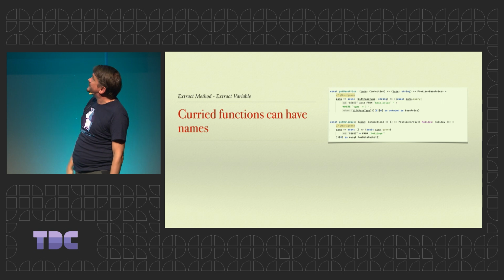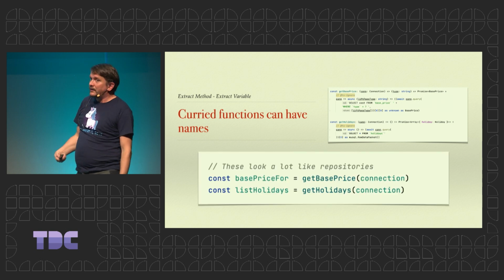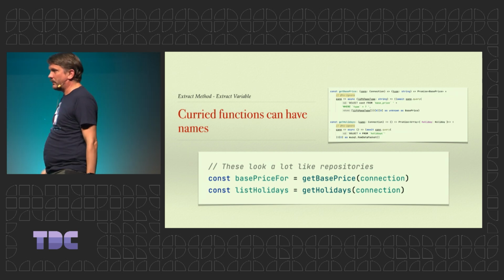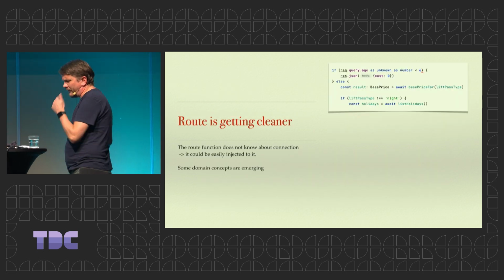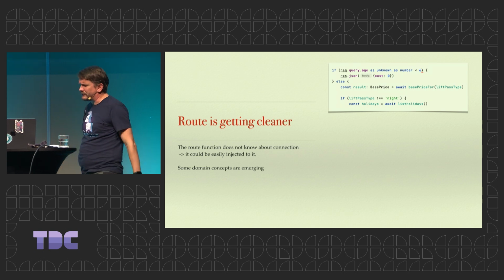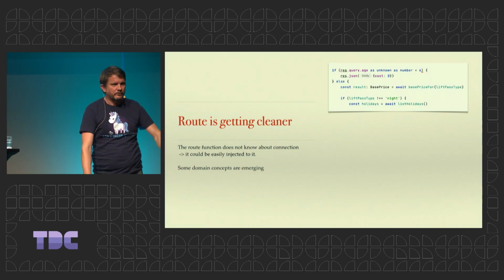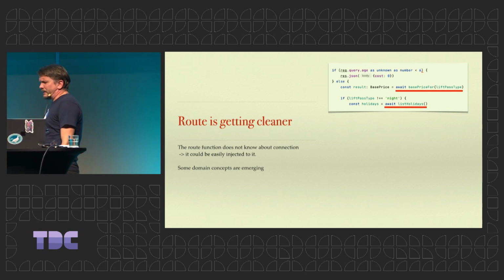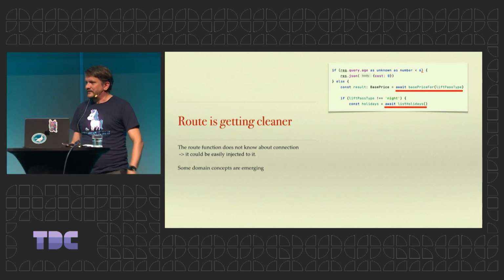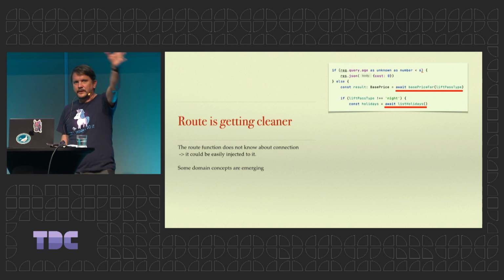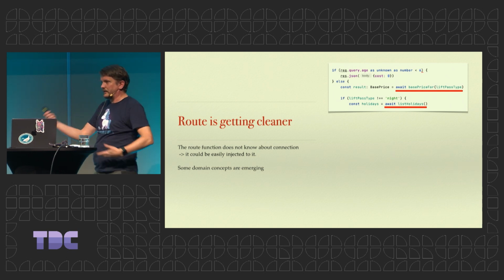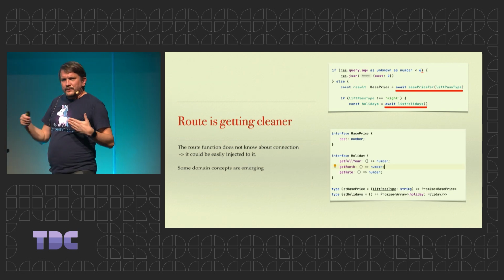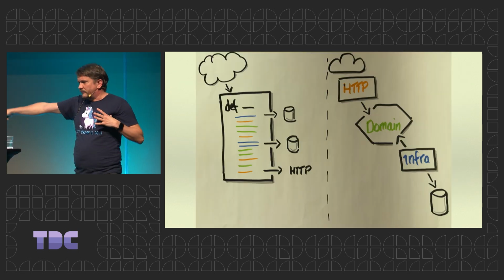And with all these changes, what I have so far, I start seeing more shapes like this. It actually starts looking like repositories, a repository pattern, what I have here. And the route is getting cleaner, so the route doesn't know anything about connection anymore. I'm happy about that. The route only knows about the base price for and list holidays functions. It just knows that there are these two functions, I get them from somewhere, someone gives them to me, and then I can do the magic that I need to do. And in the domain concepts, we're starting to see a bit of repository-like functions.